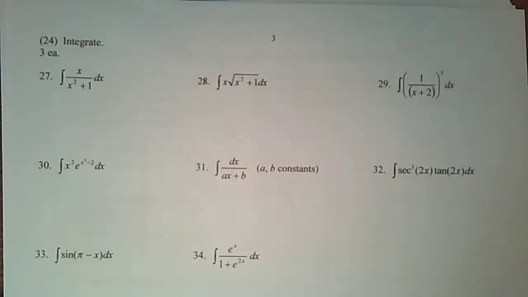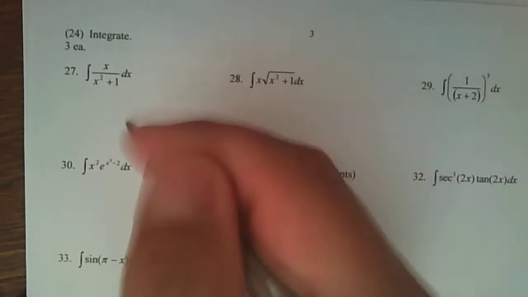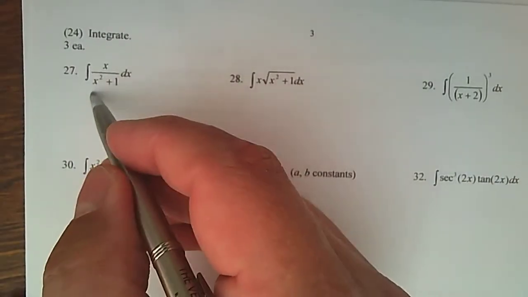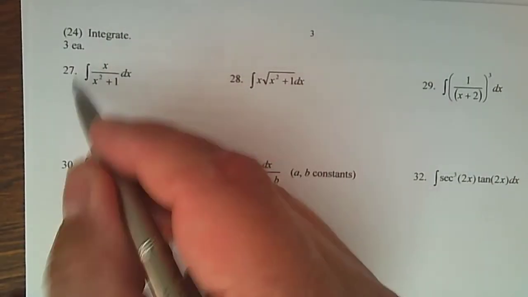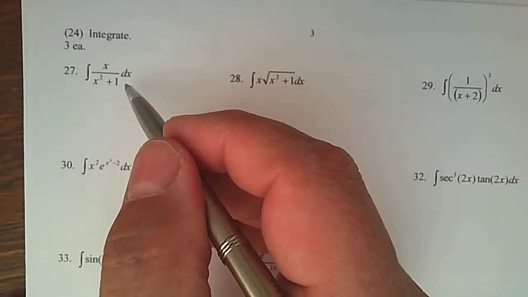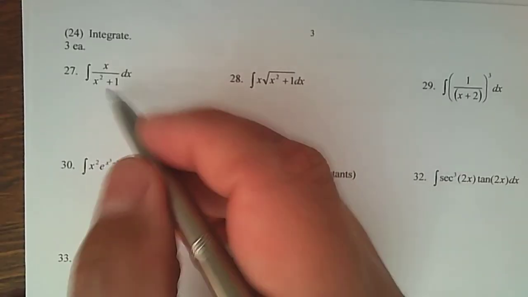So for number 27, the first thing I look at is it's a fraction. And so to integrate a fraction, I think it could be a logarithm. I also see something squared plus 1, so it also has that template of arctangent. So I'm going to start with a logarithm because it's easy to test.